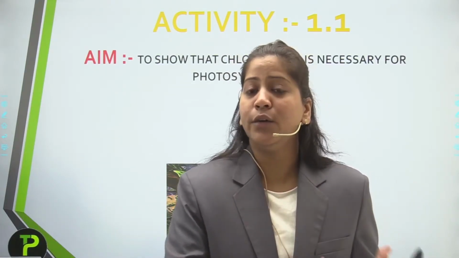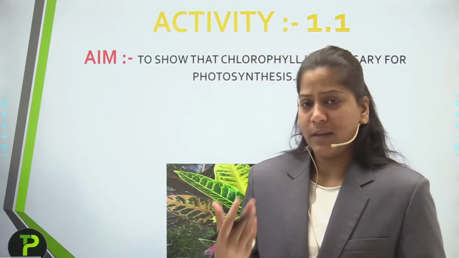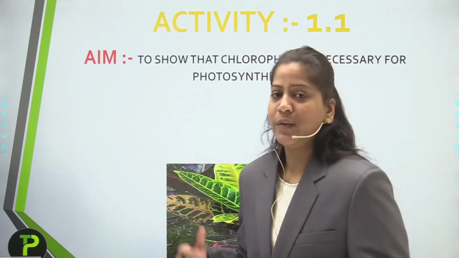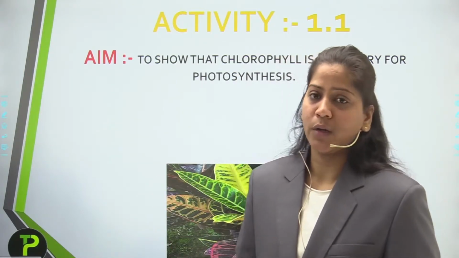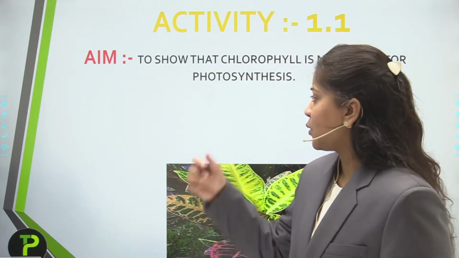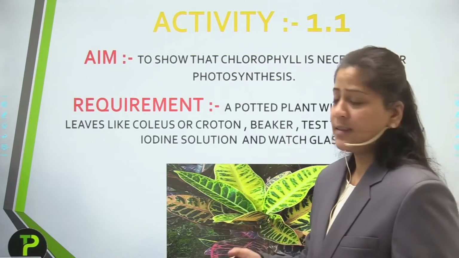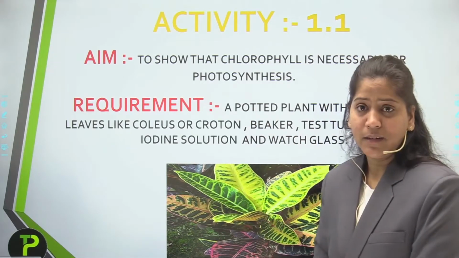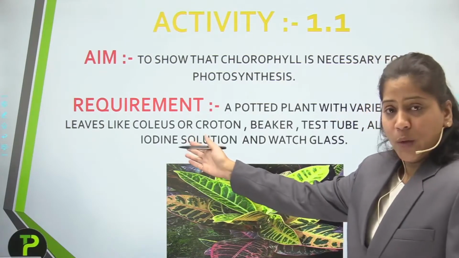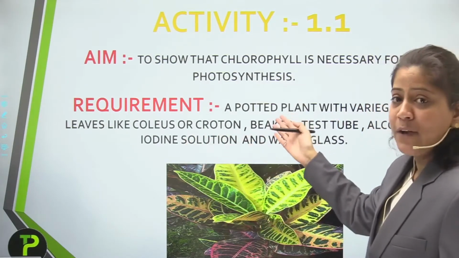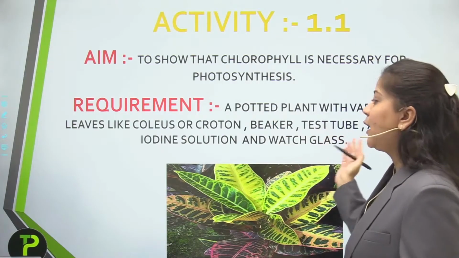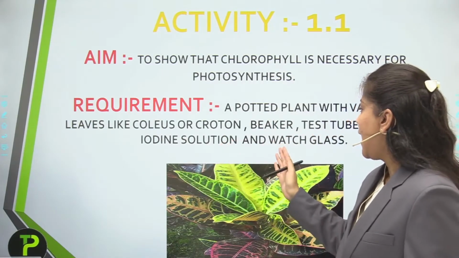Here is an activity to identify whether chlorophyll is really needed for photosynthesis. Now we will test whether chlorophyll is necessary for photosynthesis or not. To test this, we need some things: a potted plant with variegated leaves like coleus or croton, and a beaker, test tube, alcohol, iodine solution, and a watch glass.